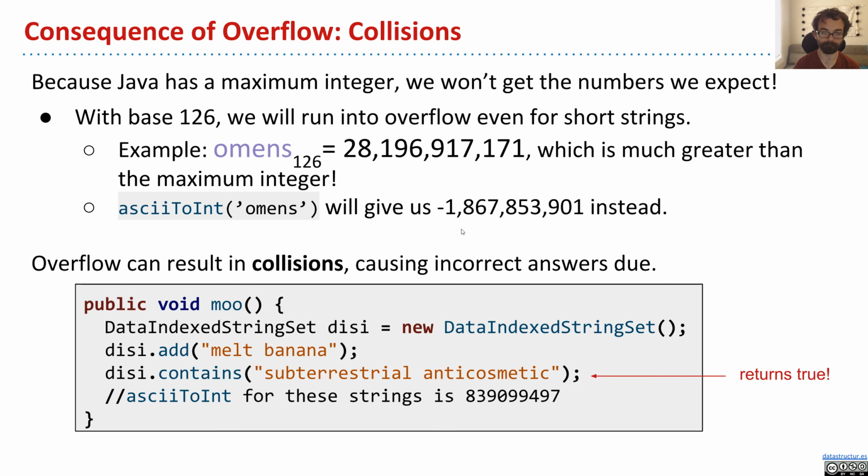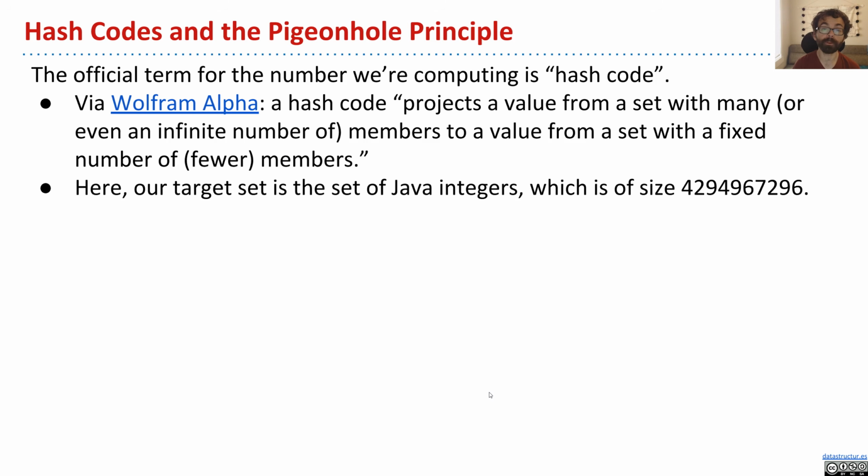And I think maybe most fundamentally, the issue is that we will get collisions even when we shouldn't. So as I said earlier, ASCII to int gives a unique value for every possible ASCII string. But here, if I create a data indexed integer set and I add in melt banana, and then I say, hey, do you contain subterrestrial anti-cosmetic, I will get true. And the reason is that if I take into account overflow, these two strings end up having the same exact resulting value.